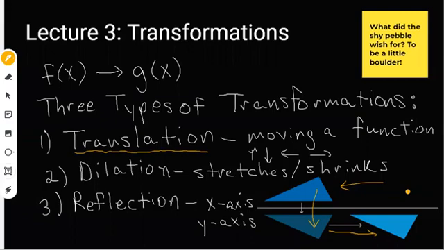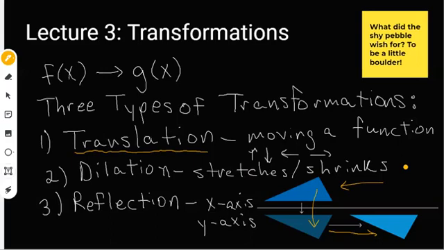But notice the triangle is still the same size, right? So it's not like it's been dilated or stretched or shrunk. The triangle is still the same size. All I'm doing is I'm reflecting it first, and then I'm translating it over here. So that's the difference between translations and reflections. Okay, so I'll leave this up there for a little while longer, and then we'll move on and talk about the first type, translations.